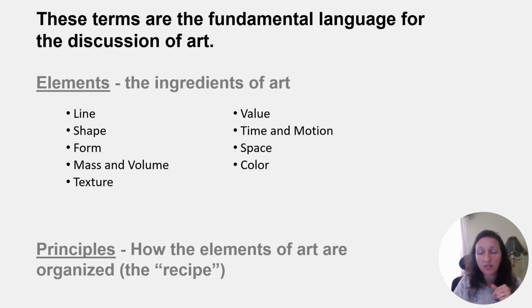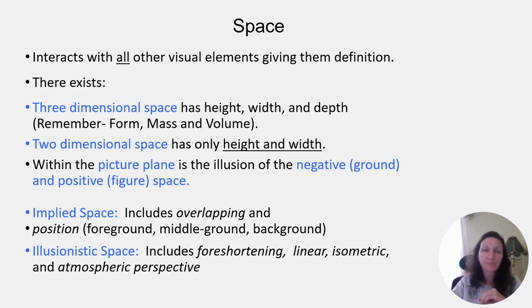So let's jump right into space. Space is the biggest of all of the elements of art. And the reason is it interacts with all others and gives them definition. So think about it like this. If you have a blank white piece of paper and you draw a line on it, suddenly there is space above the line, below the line, right? Like there's just suddenly this space that's created from any of the other elements. It's what gives them definition.